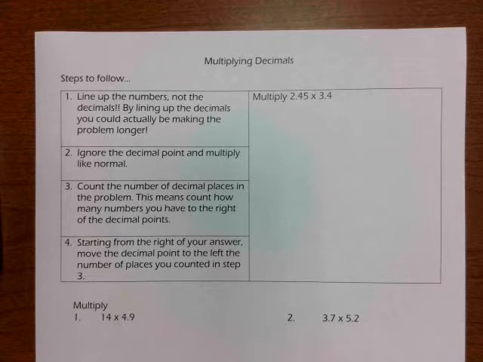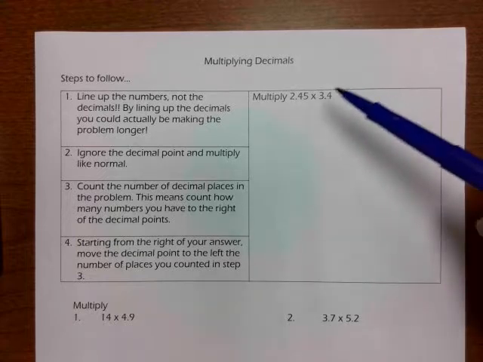Step number 2 is going to be to ignore the decimal point and multiply like normal. Step 3 is to count the number of decimal places in the problem. This means count how many numbers you have to the right of the decimal points. Number 4, starting from the right of your answer, move the decimal point to the left, the number of places you counted in step number 3.